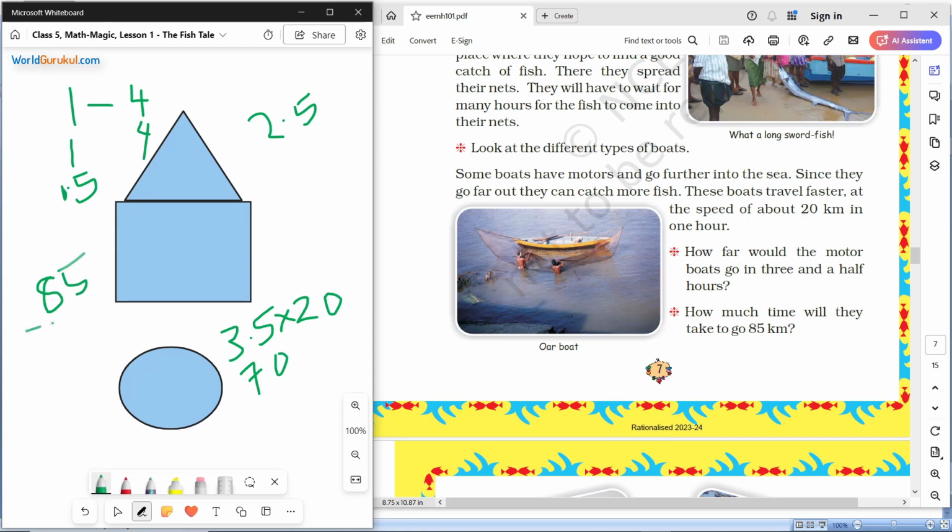85 divided by 20. 4 twenties are 80 and 5 is the remainder. 5 by 20 is 1 by 4. That is 0.25. They will take how much time? 4 hours, and 0.25 means it's 15 minutes in fact. 4 hours 15 minutes to travel 85 kilometers in a motor boat.